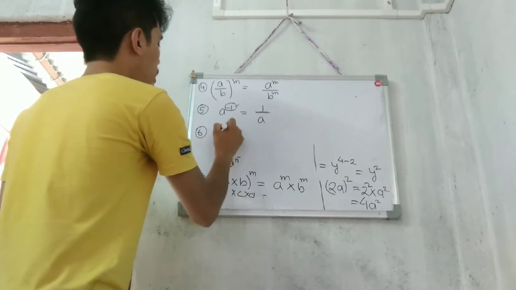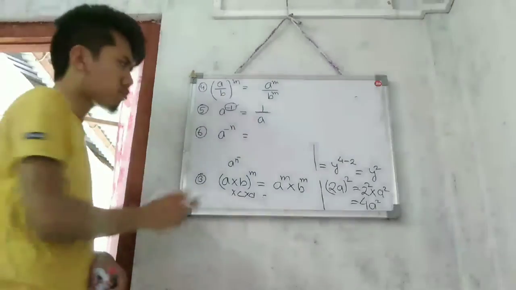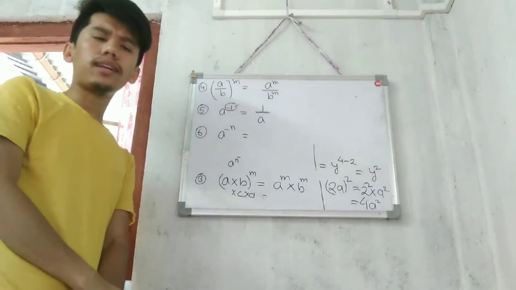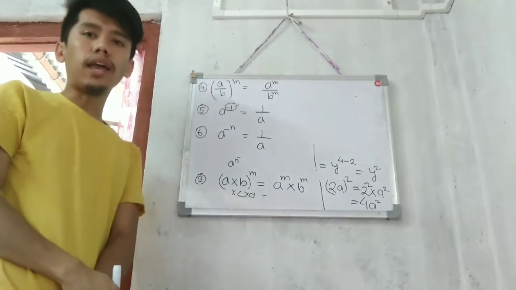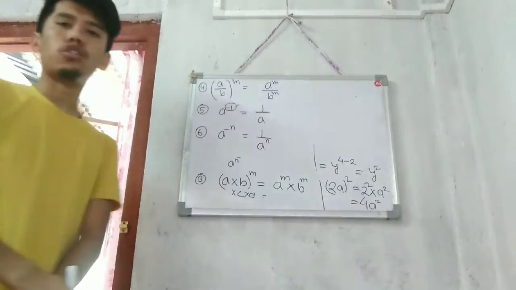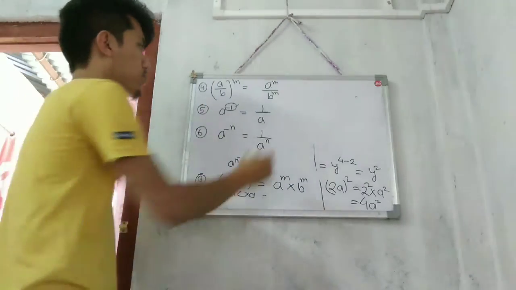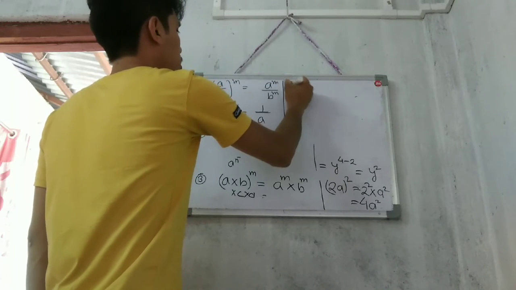Similarly, A to the power minus n. This formula is also similar. Again we have the power in minus, so it will be 1 by A. Now this minus n will be here plus n. So this is the formula. Okay. Now next is number 7.